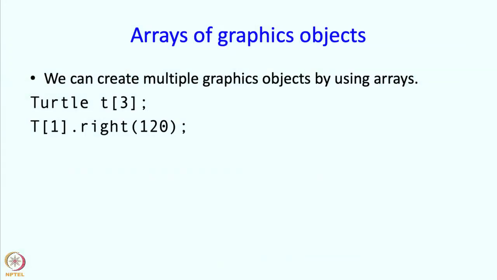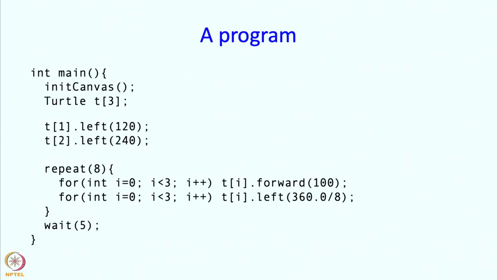Now, I can talk to one turtle and I can write T[1].right, which is what you might expect. This will turn the first turtle, remember there is a zero turtle as well, right by 120 degrees. Okay. So, here is a program. Let us see what it does. It is going to first create the canvas, then it is going to have 3 turtles created, then it will turn T1 left by 120, T2 left by 240. Okay. So, what is this going to do?